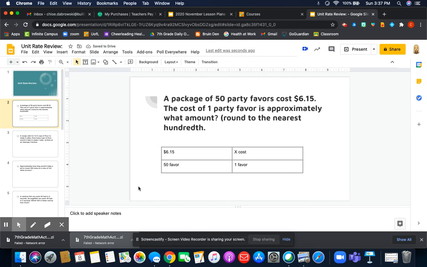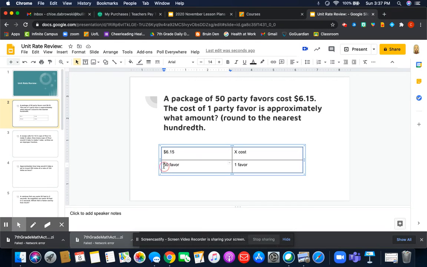Again, we can always figure out multiple ways to solve these problems, but I'm just going to go ahead and know that I go from 50 down to 1. So I divided this side by 50, so I need to take $6.15 and also divide that by 50. If I divide those, I end up with 0.123. It said round to the nearest hundredth. That's my second place, so this 3 is going to cause it to stay at 2. So we're just going to say they're about 12 cents each.